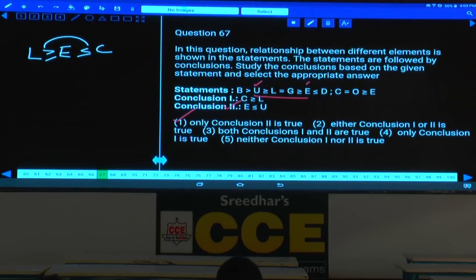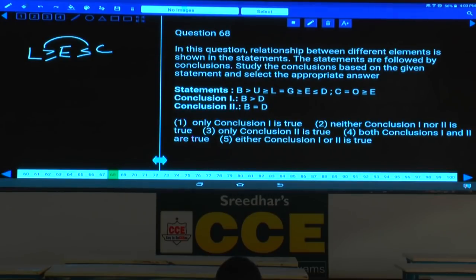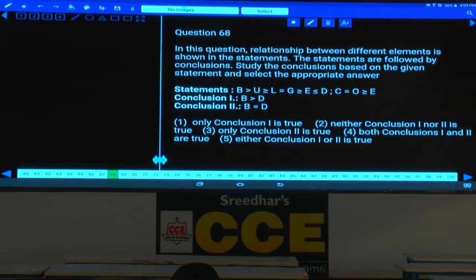Then coming to question number 68. Now in this question number 68, if you observe here the relation between B and D, B is here and D is here, and this is greater than and this is lesser than, 2 opposite symbols between these two, hence no relation can be established. Then what is your answer here? Neither 1 nor 2, choice 2 is the answer.